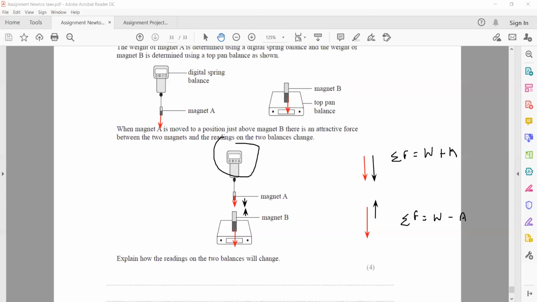So these were the doubts related to the exercise from last week's homework, Newton's laws.